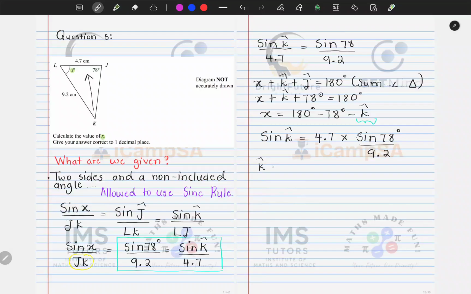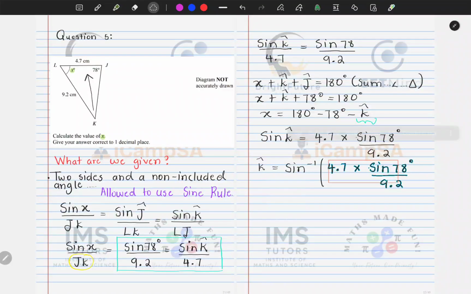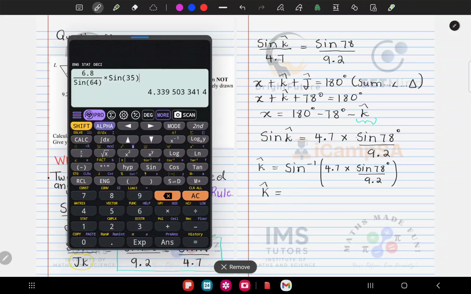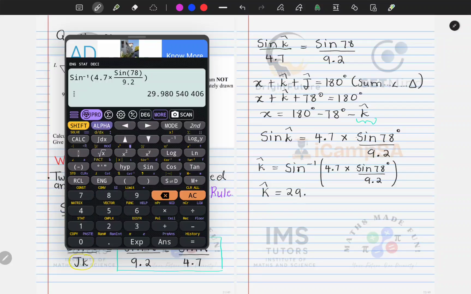So if you just go to your calculator and click shift, we'll have sine arc of all of what we have above here. So let's copy it, put it here. We'll just need to go on our calculator and put all of that and find what angle k is. So let's pop our calculator here. We'll just do inverse sine of 4.7 multiplied by sine of 78 divided by 9.2, close that, and what we get is 29.98 degrees.